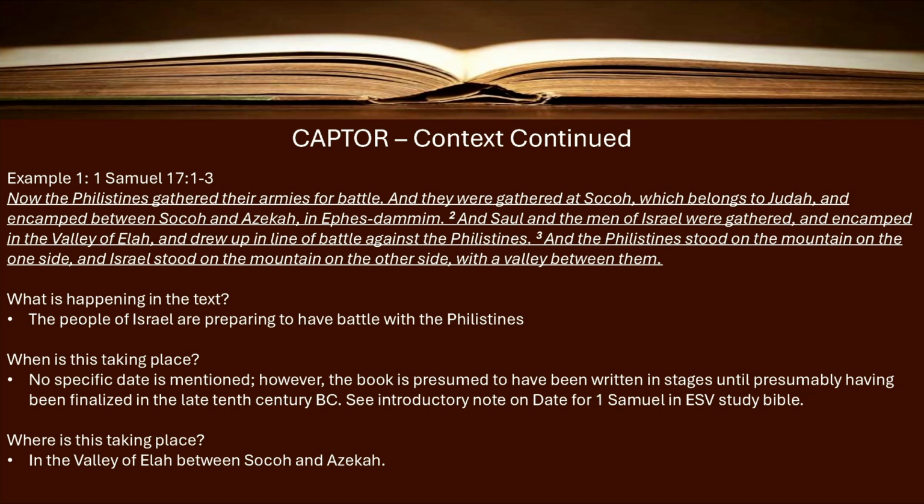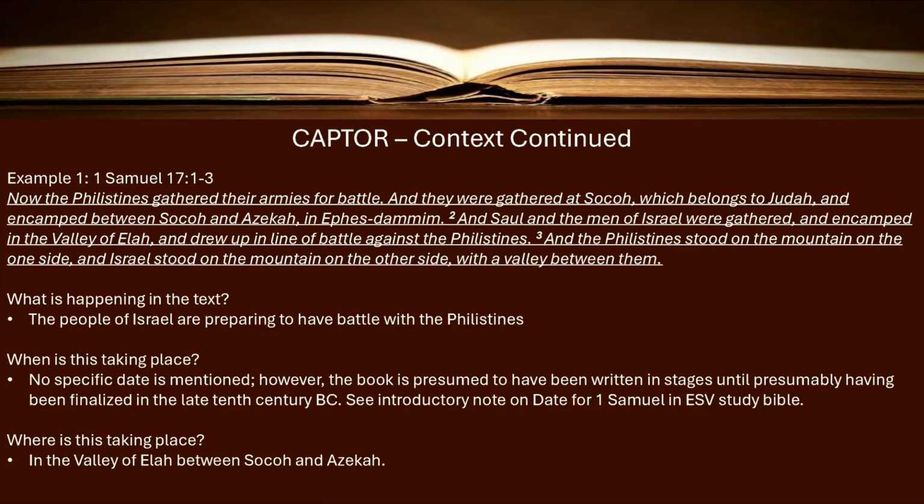Next question, when is this taking place? Well, if we look at the text, no specific date is mentioned. However, the book is presumed to have been written in stages until presumably having been finalized in the late 10th century BC. And I know that because I used one of my helpful tools, my study Bible, and I went to the introductory part where it talks about the date of the book, and that's where I got it from.